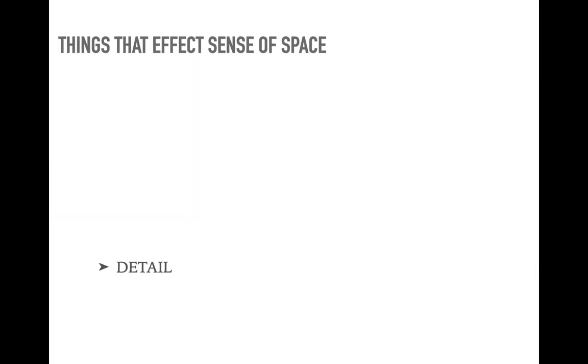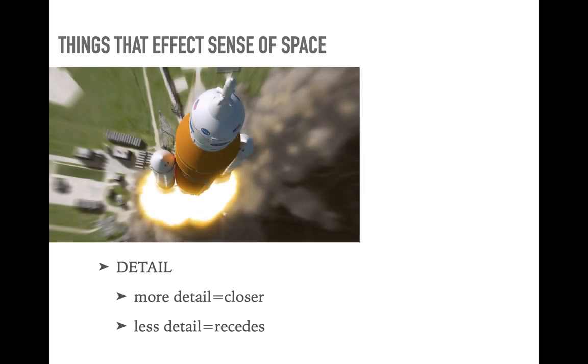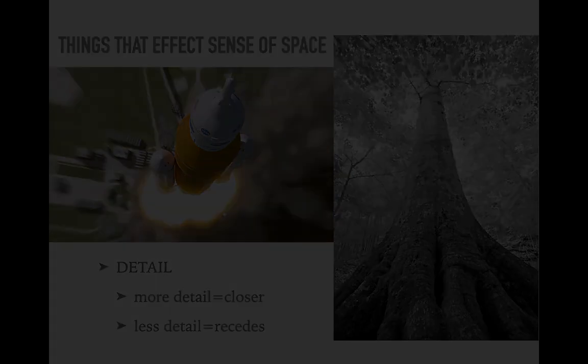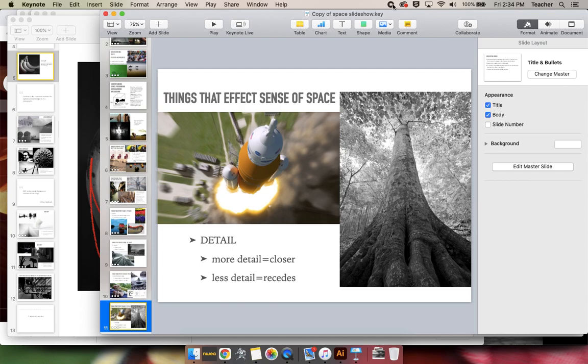And finally, detail. And I talked about this a little bit with depth of field, but the more detail something has, the closer it is, because the closer something is to you, the more detail you can see on it. Whereas when there's less detail, it feels like the thing is moving into the distance. That is space.